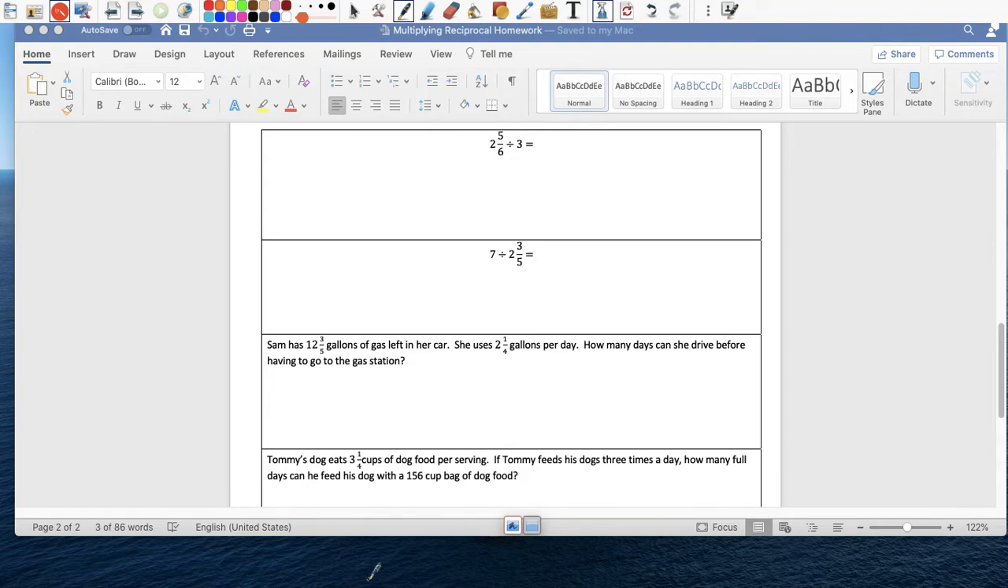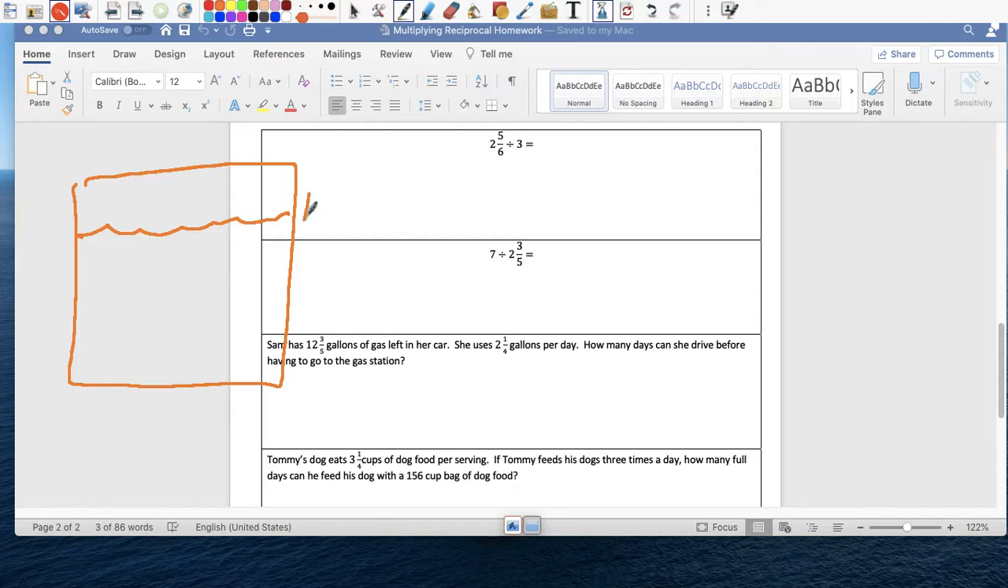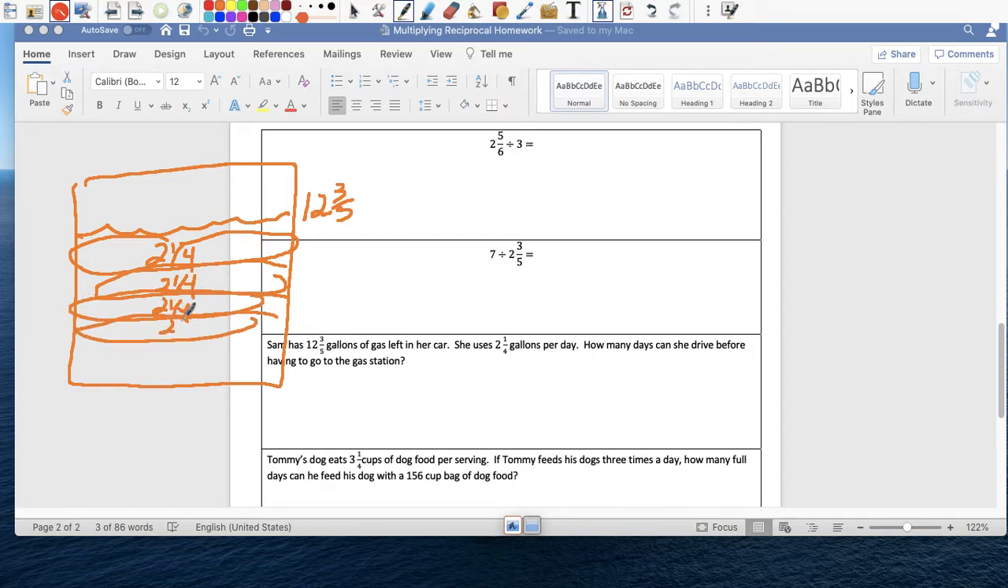Sam has 12 and 3/5 gallons of gas left in his car, so he has a lot of gasoline. She uses 2 1/4 gallons per day. So imagine, you have this much gas in your car, okay? 12 and 3/5. That's all gasoline. And every day she uses this much, and I'm just using a picture. This much, which is 2 1/4. Monday she used 2 1/4. Tuesday she's going to use 2 1/4. Wednesday she's going to use 2 1/4. Thursday she's going to use 2 1/4, and so forth and so forth.